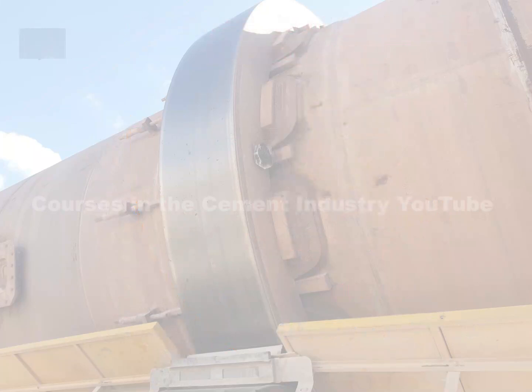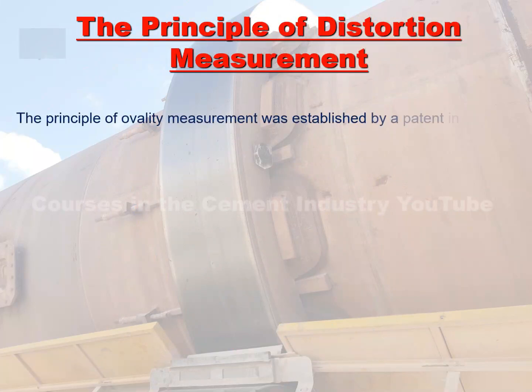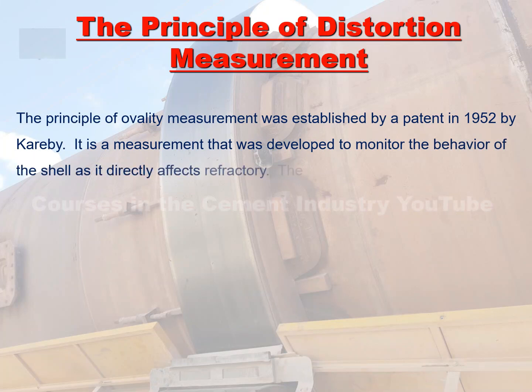A brief note about the principle of distortion measurement. The principle of ovality measurement was established by a patent in 1952, by Carby. It is a measurement that was developed to monitor the behavior of the shell as it directly affects refractory.